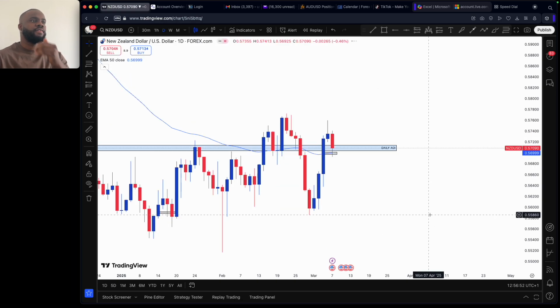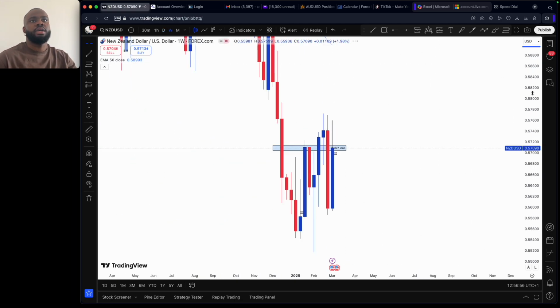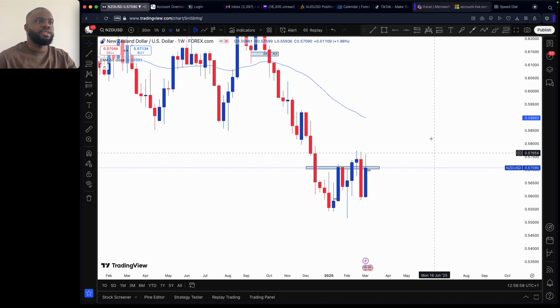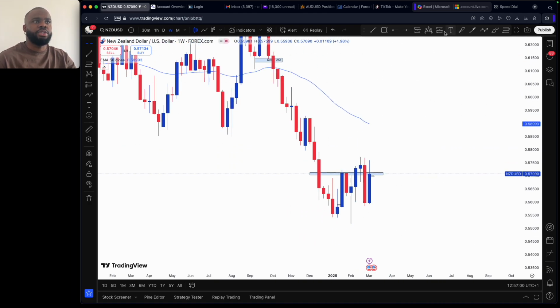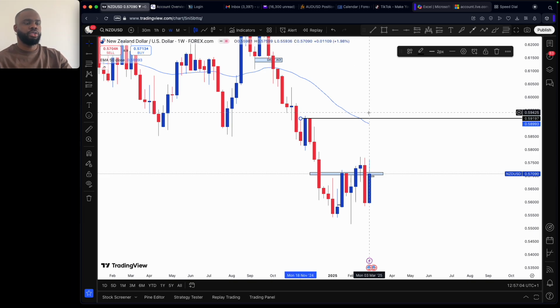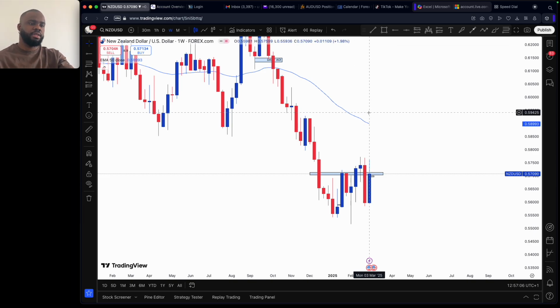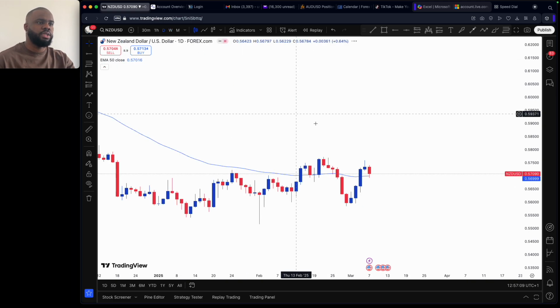Then I have NZD USD. So on NZD USD, as you can see, the weekly is bearish because we have not body closed above the structure point. So the weekly is saying look for sell. So let's go to the daily.